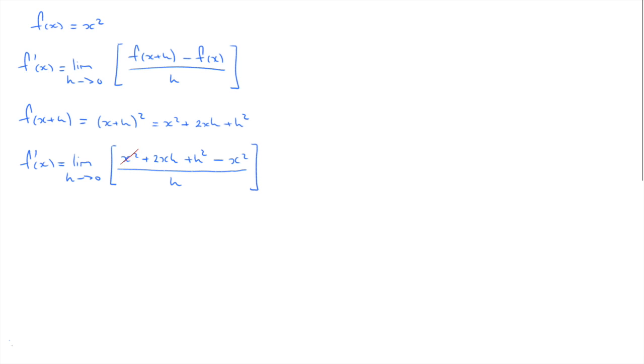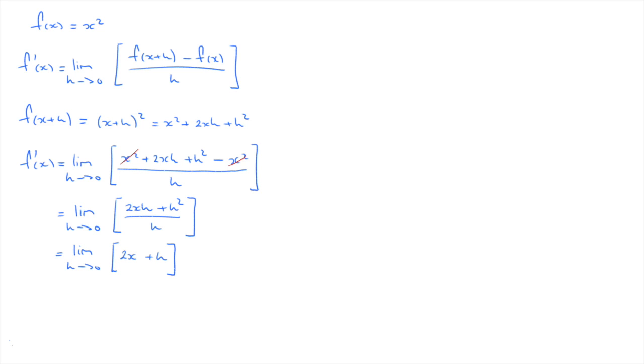We now simplify this a bit. We can see that the x squareds cancel out, so we're now left with the limit as h tends towards 0 of (2xh plus h squared) over h. And we can simplify this a little further. This equals the limit as h tends towards 0 of, every term has an h, so we can get rid of that. So that's 2x plus h.